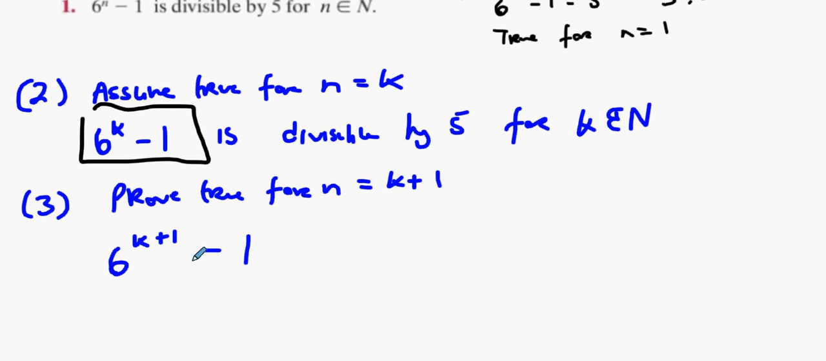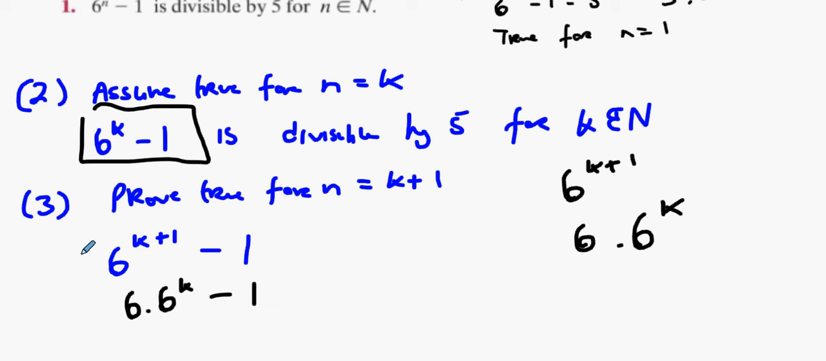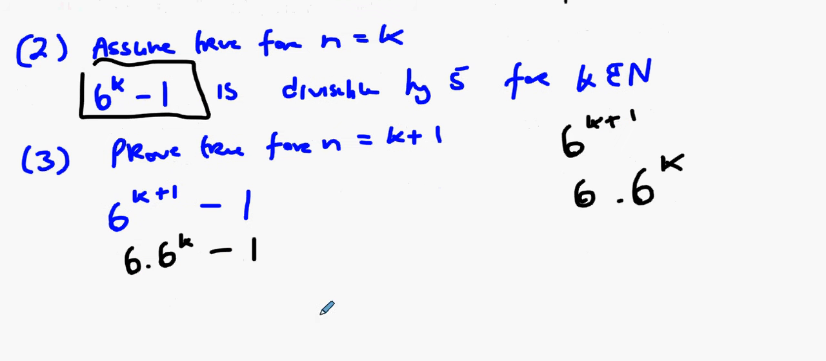Do you remember the rules of indices? So what can I say 6 power k plus 1 is? 6 power 1 by 6 power k. Would you be happy enough with that? Which is 6 times 6 power k. You happy enough with that? Now, so that's 6 by 6 power k, take away 1. Now I need to recreate this system here. So here's what I'm going to do. I'm going to put 6 power k take away 1 over here.